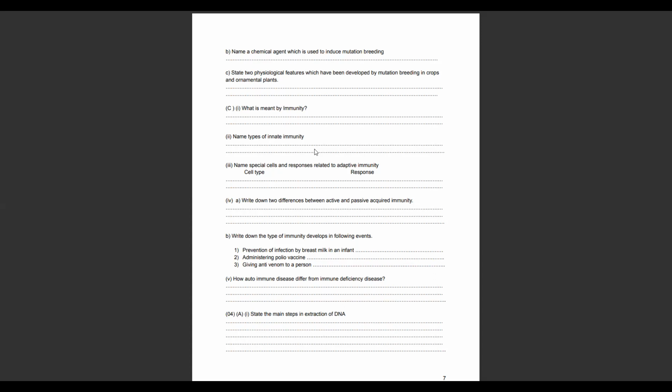In active immunity, antibodies are produced. In passive immunity, no antibodies are produced. 1 mark. For any 2, give 2 marks. Roman number 4, write down part B: write down the type of immunity that develops in the following events. Number 1, prevention of infection by breast milk in an infant: naturally acquired passive immunity. 1 mark.